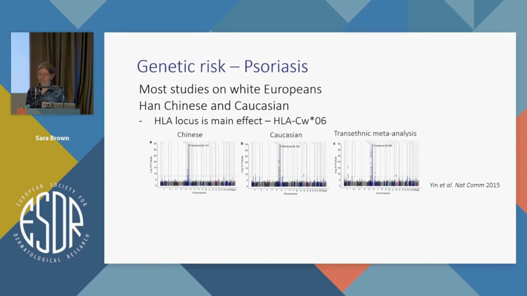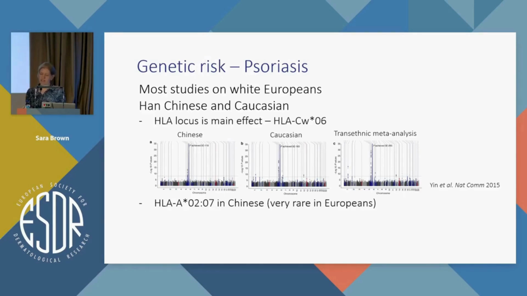So it's fair to say the HLA locus is the main genetic risk, and within that it's this allele, HLA-C*06. And this same paper noted importantly that there were diversities between the populations. So it's HLA-C that is shared, but HLA-A, this allele here, is prevalent as a risk factor in Chinese, but it's very rare in the European population.